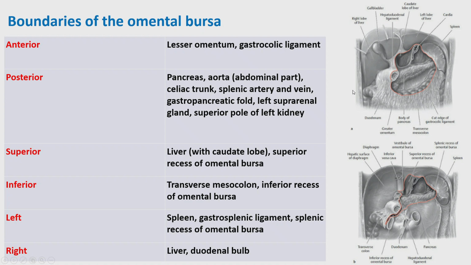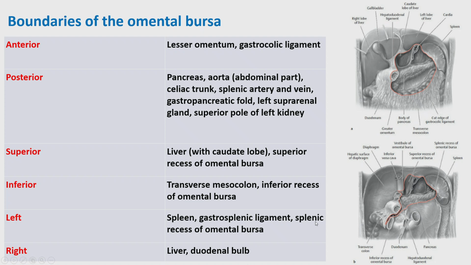The omental bursa, the lesser sac, is the space that is behind the stomach. So those are the borders. I put it in the table for you, and definitely you have to know all these borders of the omental bursa. For the anterior side, lesser omentum, posterior one, the retroperitoneal organs, the superior is the visceral surface of the liver, inferior one, the transverse mesocolon, and the left side is the spleen, and right side is the liver and duodenal bulb.